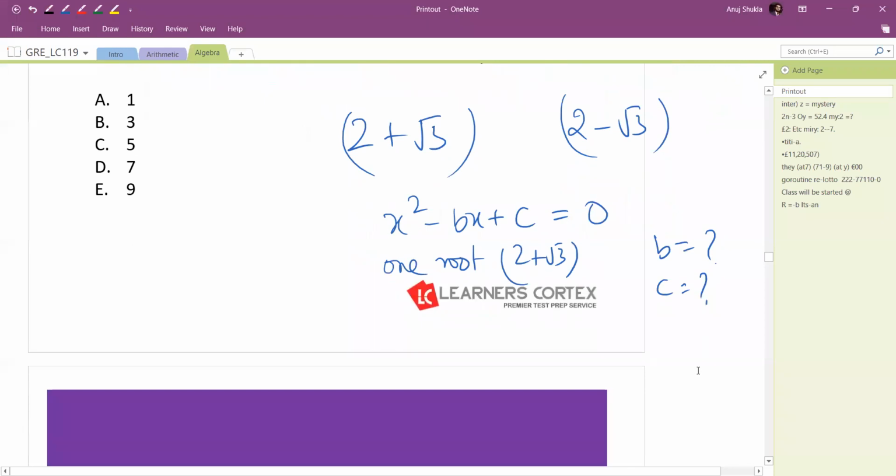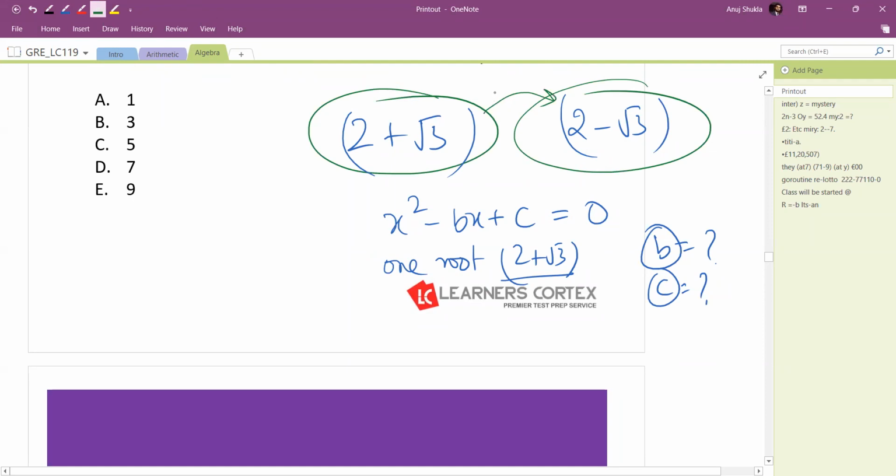Have you solved these questions in school? I think you would have solved them. They will give only one root, and then they will tell you to find the values of b and c. So we'll use the same thing. If 2 plus root 3 is one root, the other root will be its conjugate. We have already talked about conjugation, right? They always exist in pairs.